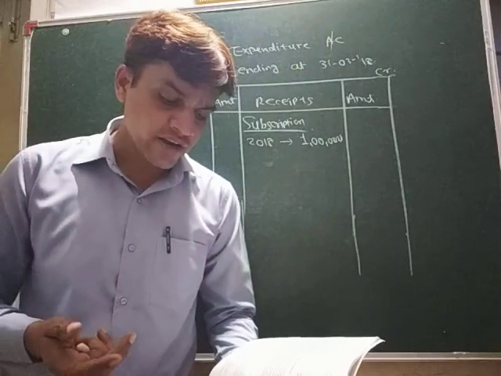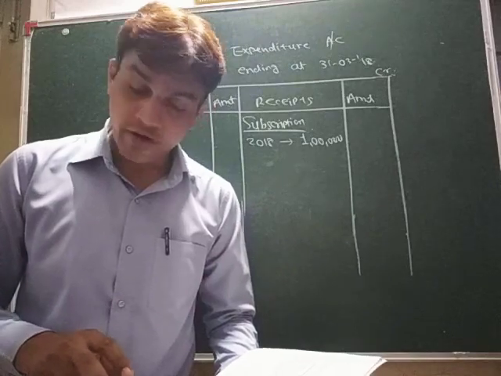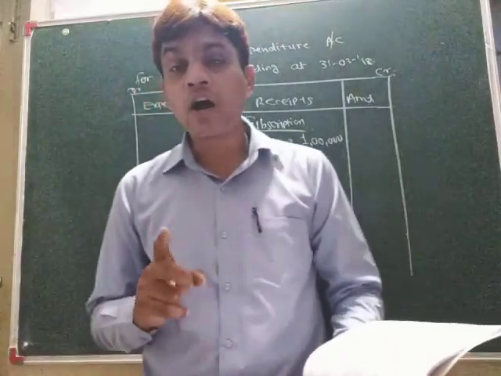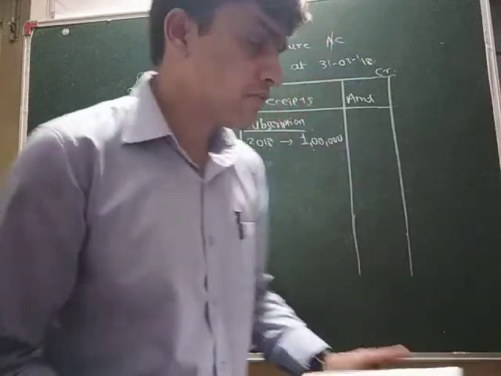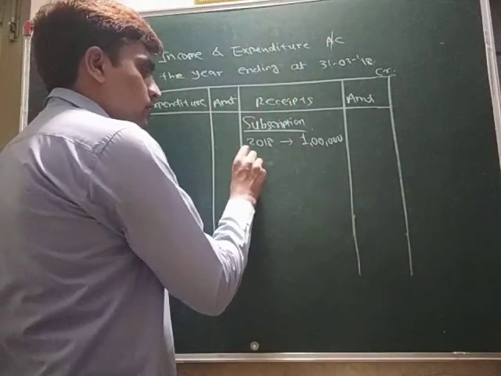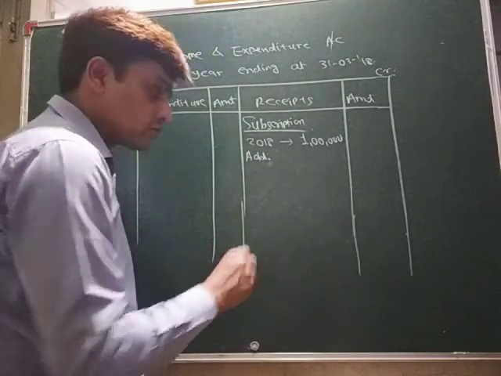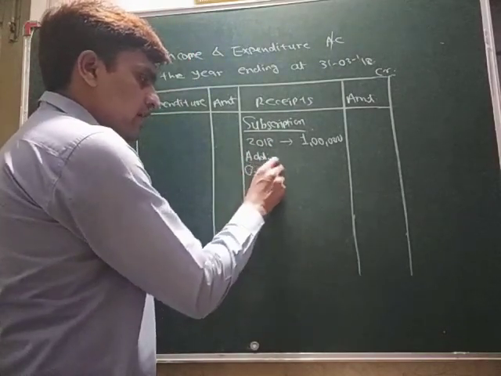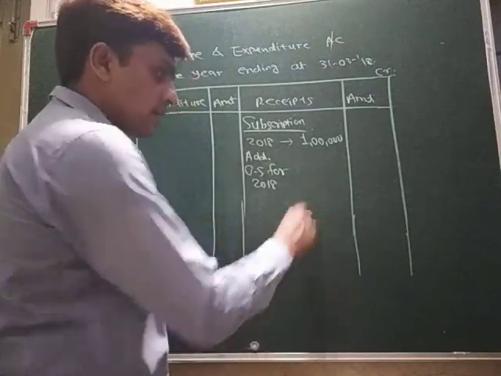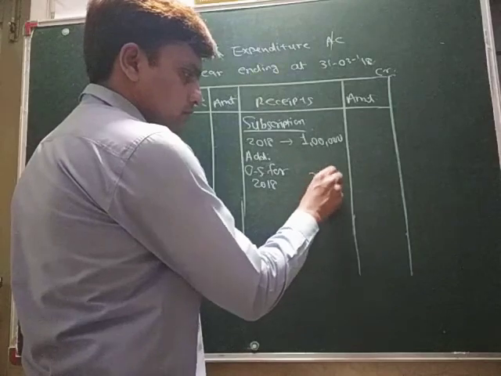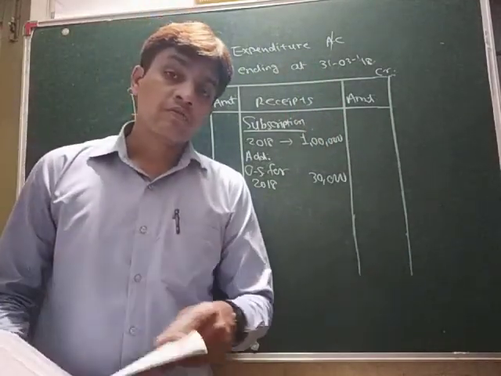Subscription outstanding as at 31st March 2018. Okay, for 2018, how much is outstanding? It is 30,000 rupees. Now we will write it here. Add. Yes, we have to add it. Okay, how much outstanding for the 2018 year? That is 30,000.